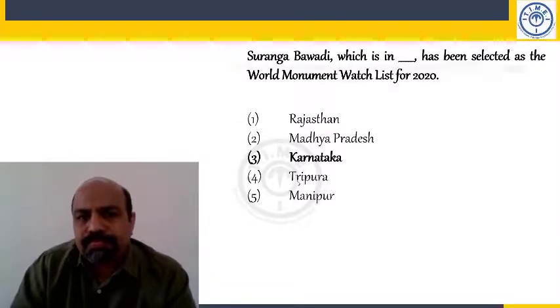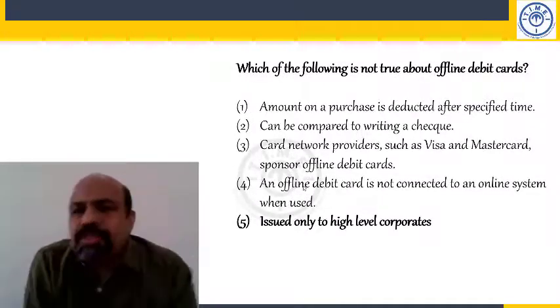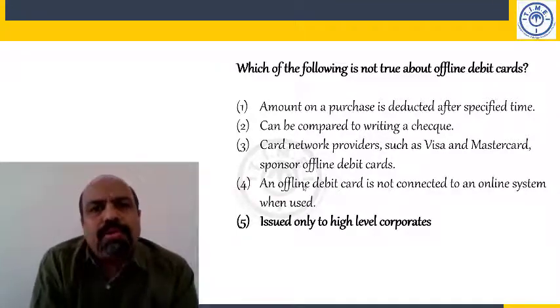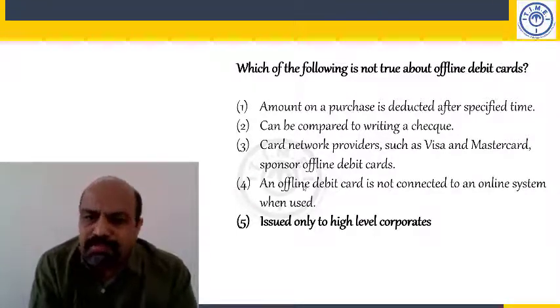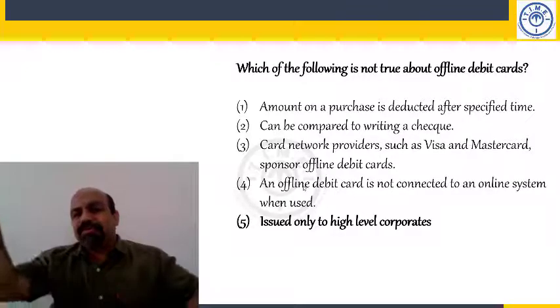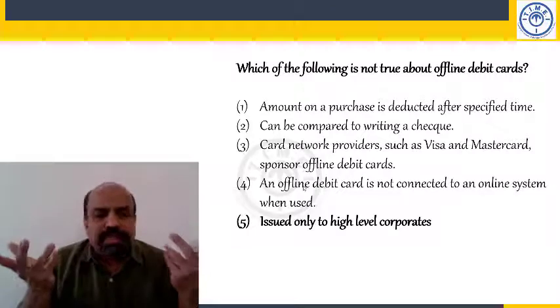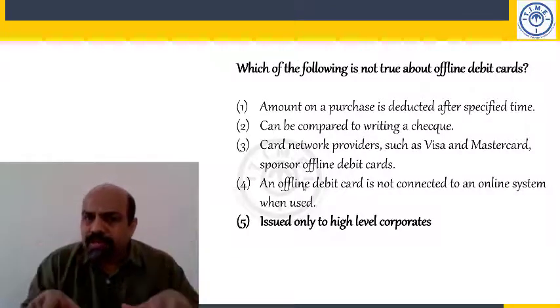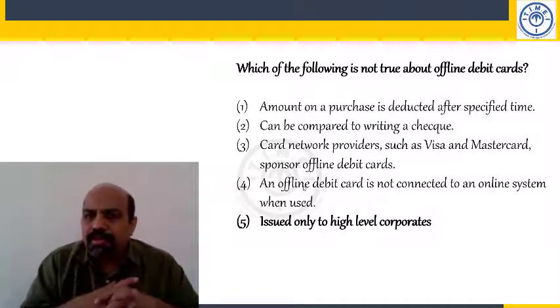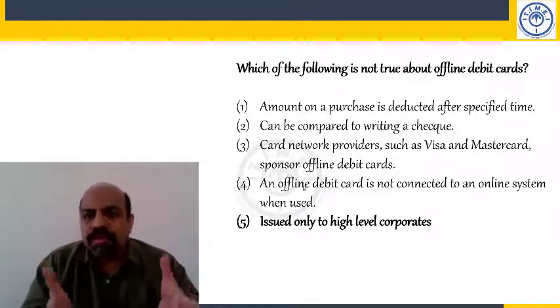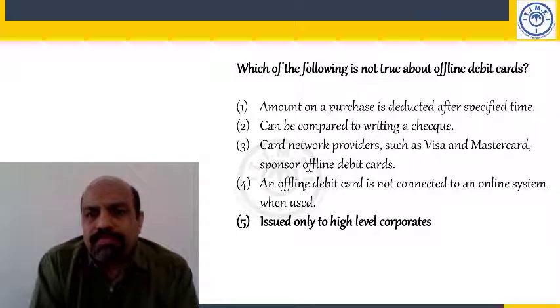Beautiful place. Which of the following is not true about offline debit cards? Amount on a purchase is deducted for a specified time. Yes. See, this is not connected online. Sometimes certain kinds of cards are not connected. In fact, in India, technically not allowed. But these days still okay. Amount on a purchase deducted for a specified time. Yes, because it's not connected to the net.